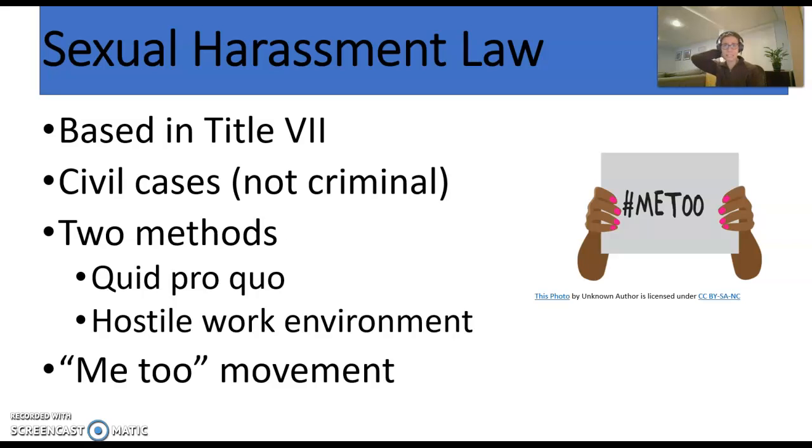An example that we can see of sexual harassment laws playing out in the civil context has been the explosion of cases through the Me Too movement, where employees are coming forward saying, yeah, that happened to me also in the workplace. Again, some of those have led to criminal investigations, but here we're focused on the civil side.